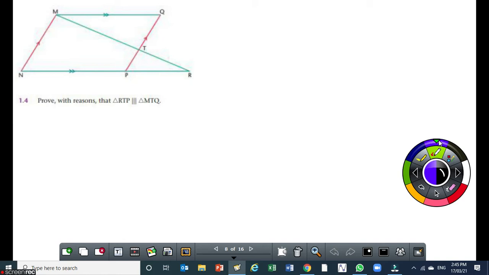So here, first identify the triangles in the diagram. RTP, this is R, that's T, that's P. And then MTQ, we need a different color. MTQ, that will be MTQ. So we have got our two triangles. Now the good thing is that this line NR is parallel to MQ, and PQ is a transversal from your grade 8 and 9 geometry of straight lines.